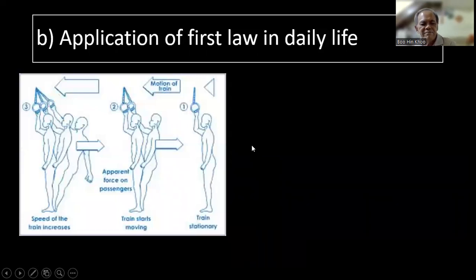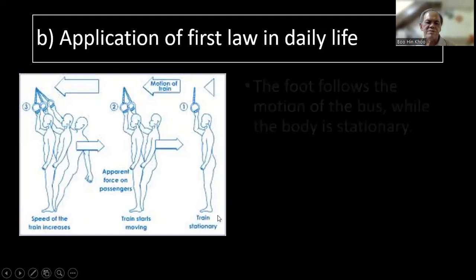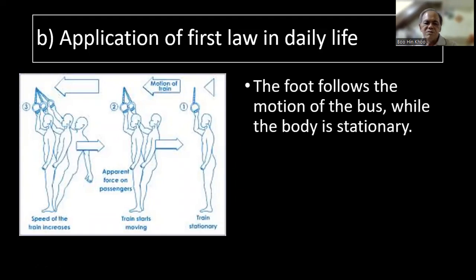Application of the first law in daily life: a bus or train is stationary, a person is standing straight. The train starts moving. That's the original position. The legs will follow the train, the body will still stay, and the body will still stay as the speed of the train increases. It will be slanting more because it is moving further and further away. The legs follow the train. That's the application of the first law. The foot follows the motion of the bus while the body is stationary.